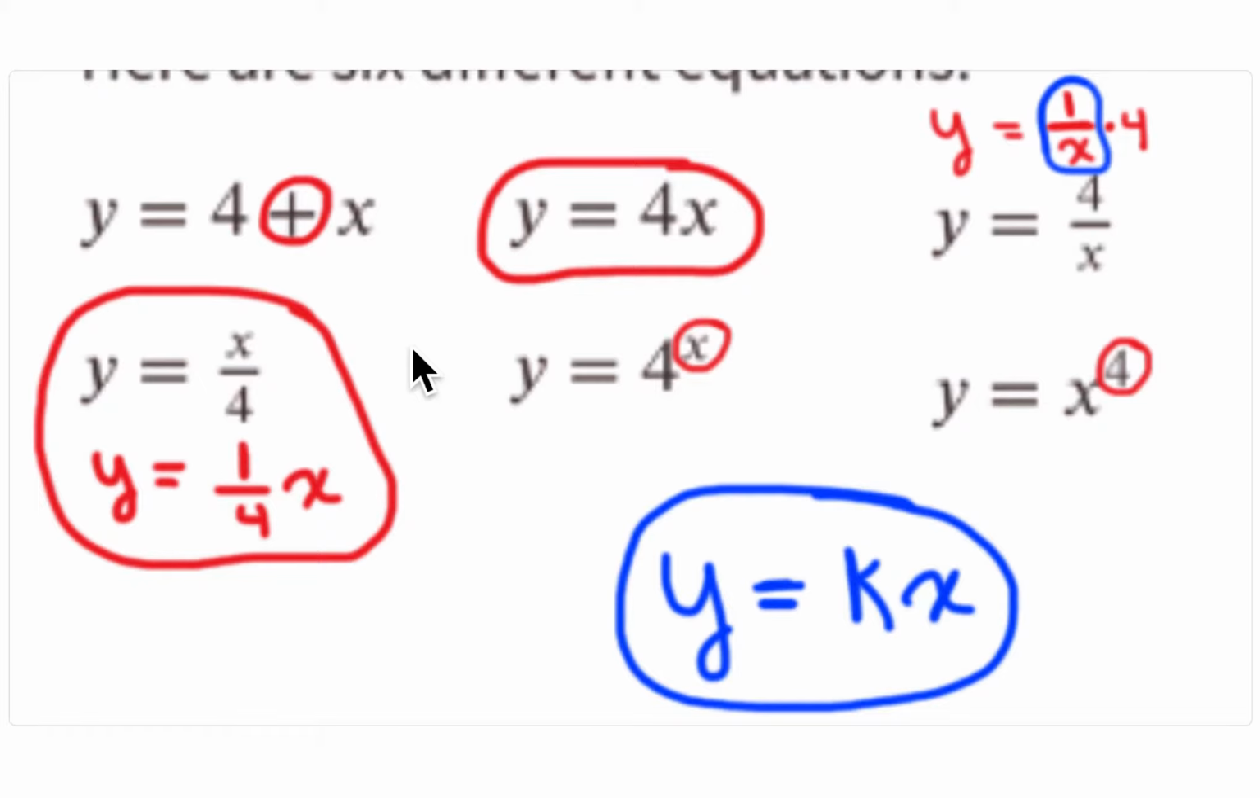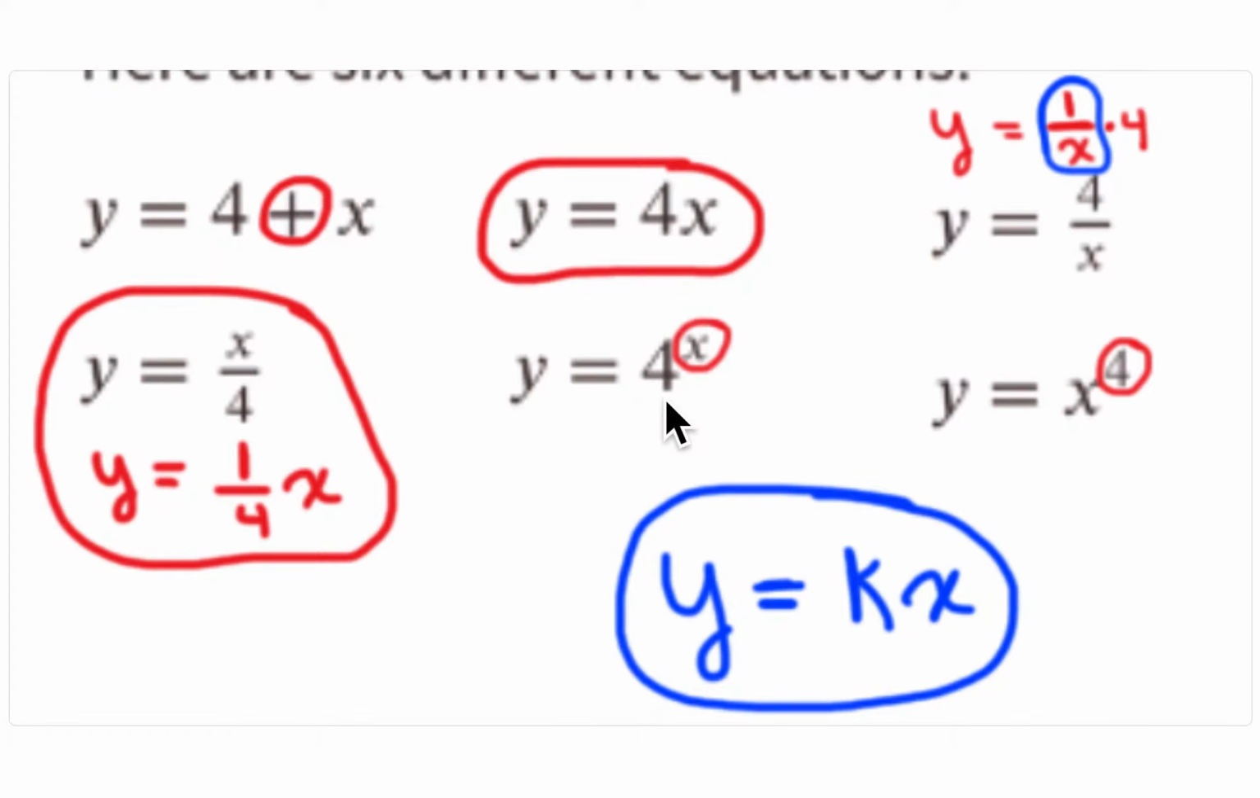But you can also look at the form of the equation. Can you make these equations take the form y equals kx? If you can do that, then it represents a proportional relationship. So in this case, let's look at the ones where you cannot get them into this form first. And this one is y equals 4 plus x. Well, this is adding a value to x, not multiplying a value times x. So you cannot get this equation into this form. So this is not a proportional relationship.